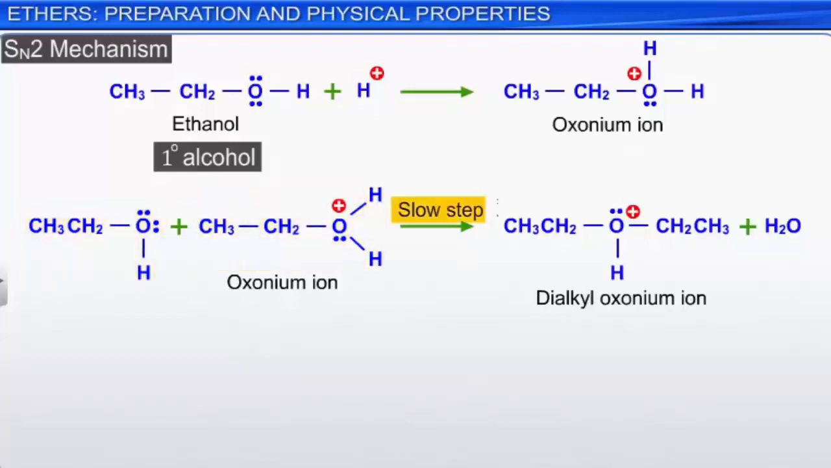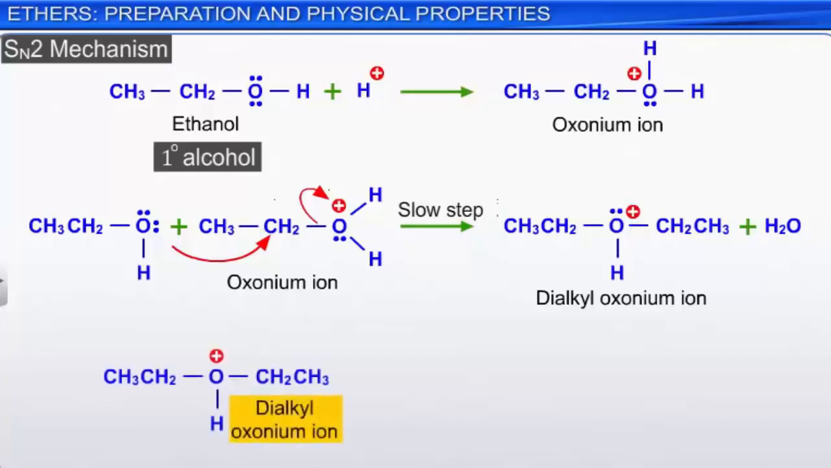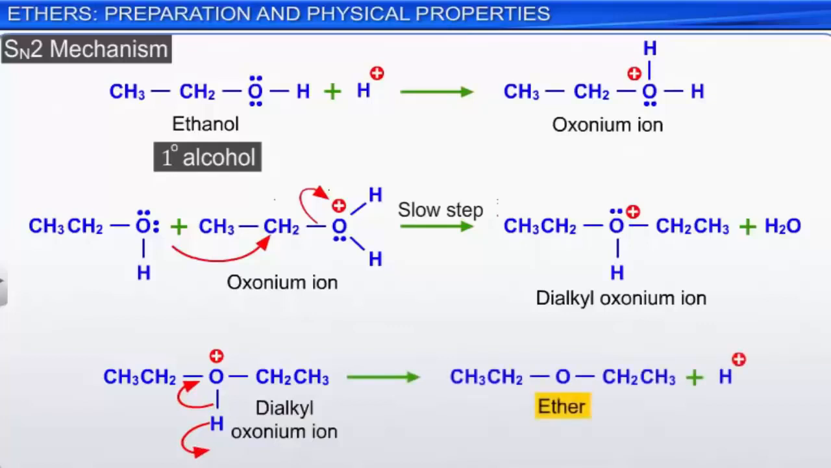In the first step, the ethanol forms an oxonium ion or a protonated alcohol. In the second step, another alcohol molecule attacks the oxonium ion to form a dialkyl oxonium ion. This is the slow step of the mechanism. In the third step, the dialkyl oxonium ion loses a proton to form the ether. Notice that the hydrogen ion consumed in the first step is regenerated in this step.